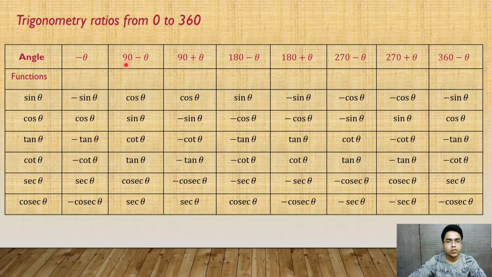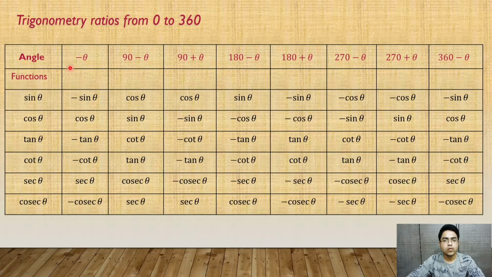Here sine of 90 minus theta is cos theta, cos of 90 minus theta is sine theta, tan of 90 minus theta is equal to cot theta. Cot of 90 minus theta will give us tan theta. Sec of 90 minus theta will give us cosec theta. And cosec of 90 minus theta will give us sec theta. As this is the first quadrant, that is 90 minus theta, it will give us all positive values.